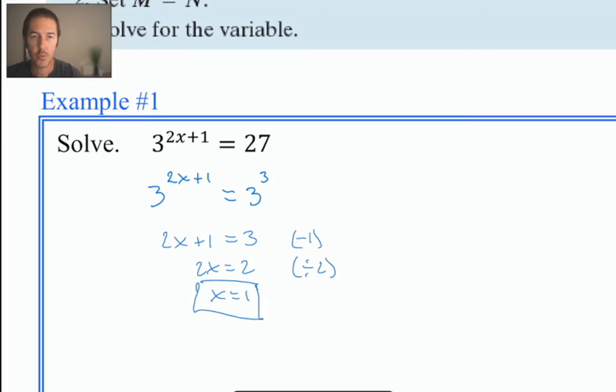And the follow-up to why we did that was so that we could set the exponents equal to each other, which is really what we did in order to go from our first handwritten line down to our next handwritten line, was we equated the exponents.